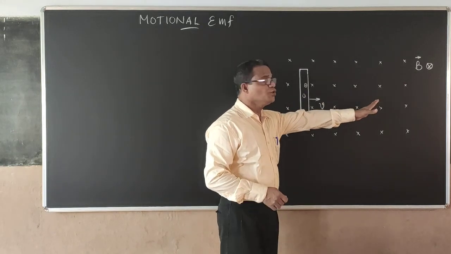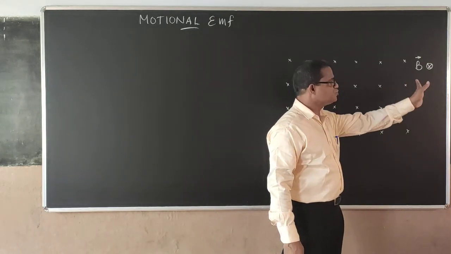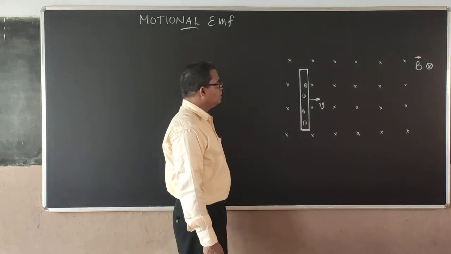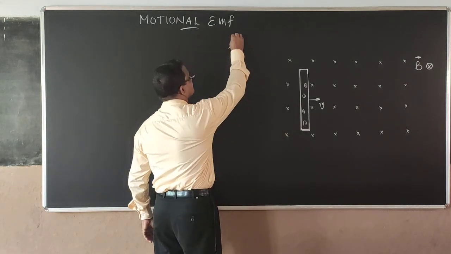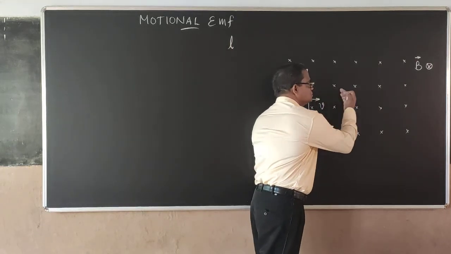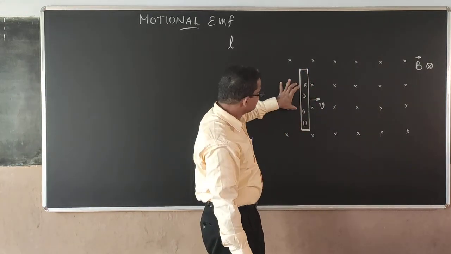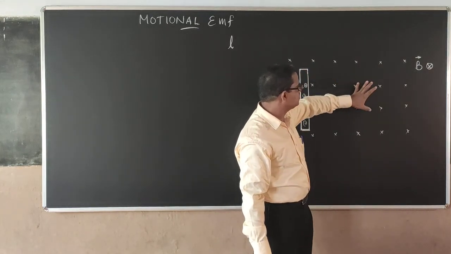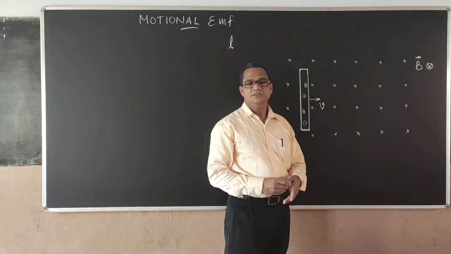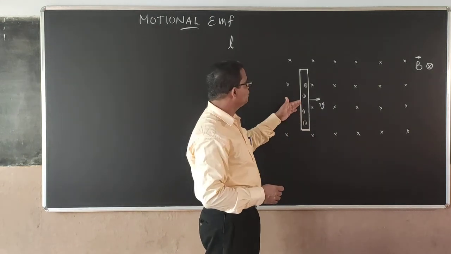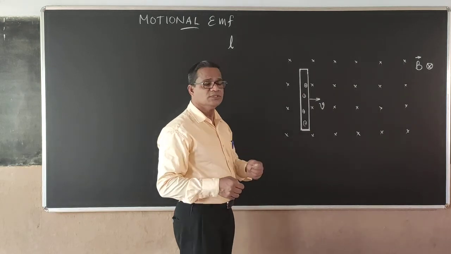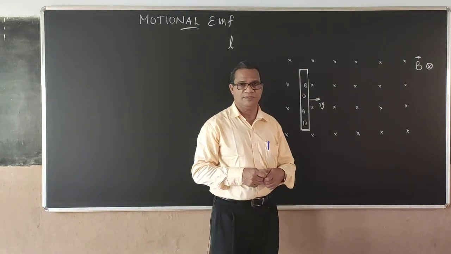Now here I consider a uniform magnetic field B, which is pointing into the plane of the board as shown. And I move a conductor of length L with a velocity v along this particular direction. As the conductor moves, it will be cutting the magnetic field lines. So there will be a change of flux, and that will induce an EMF in the conductor. Now let us see how this EMF is developed.